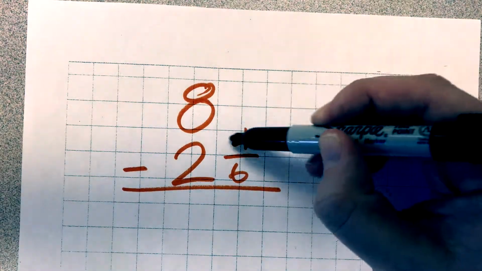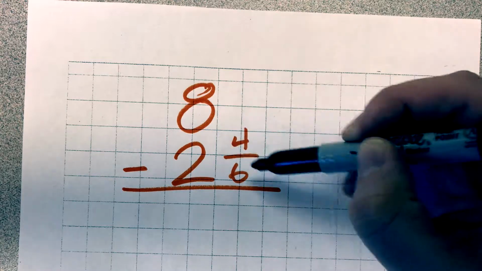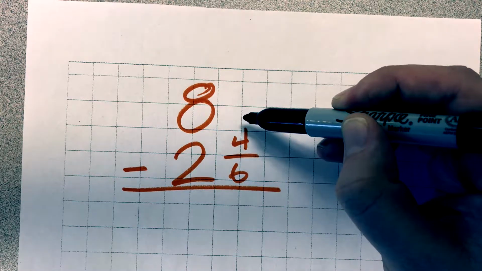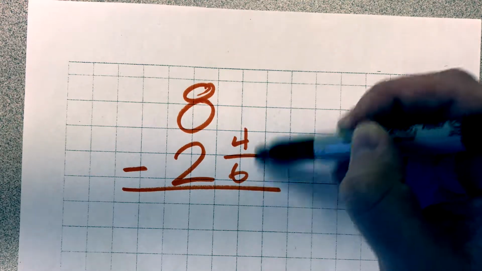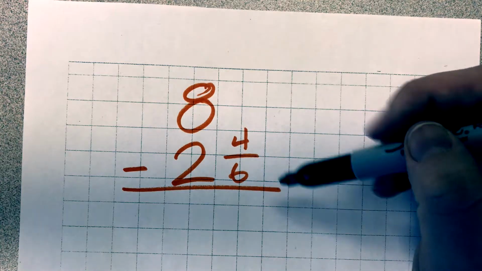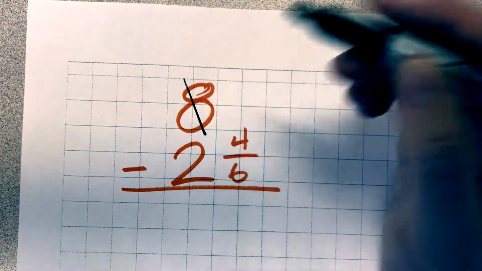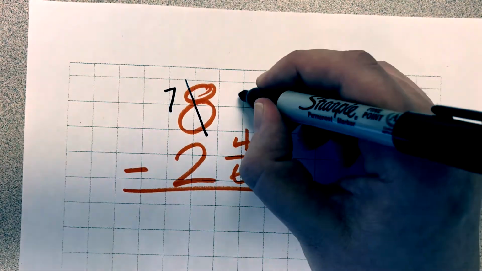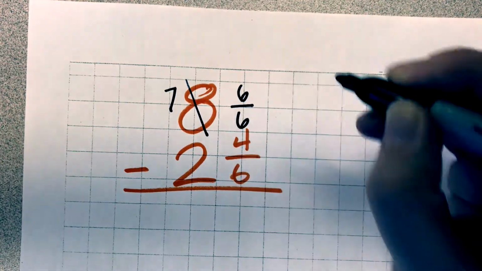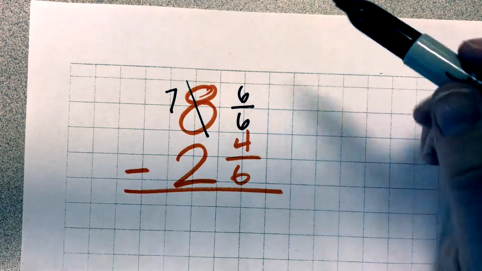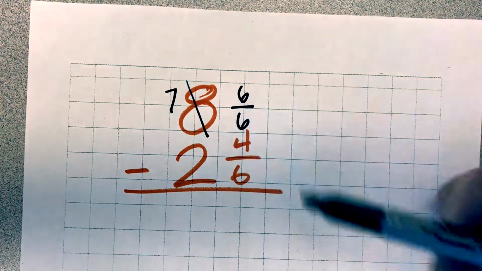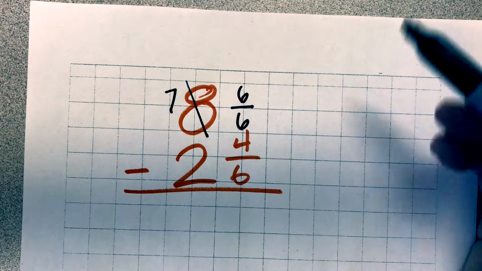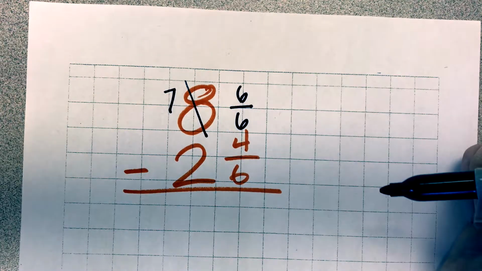What we would really want right here is a fraction that has 6 as the denominator, because then we have 2 like fractions and we can subtract really easily. So in order to do that, we're going to borrow from the 8, turn this into a 7, and we are going to make this fraction here 6/6. So 7 and 6/6 is really the same as 8, because 6/6 is equal to 1.